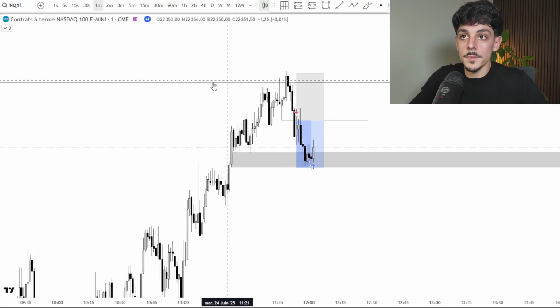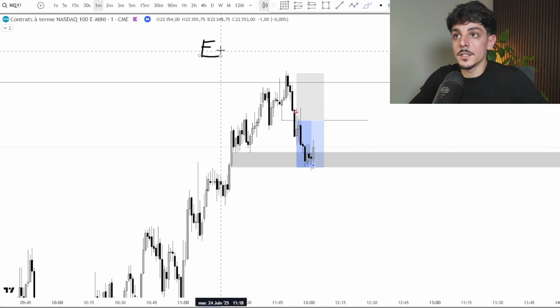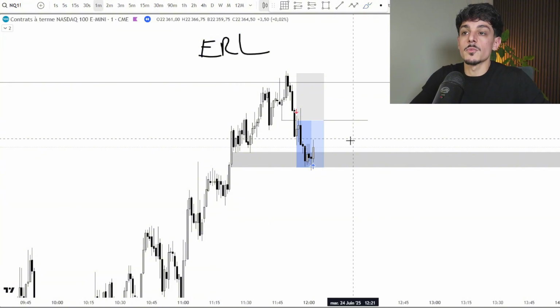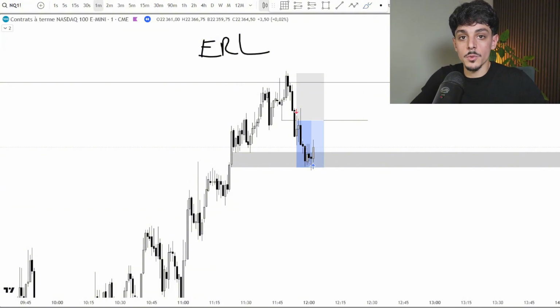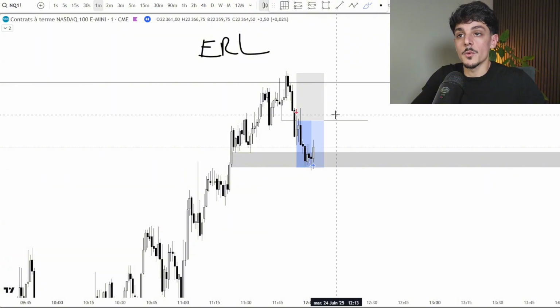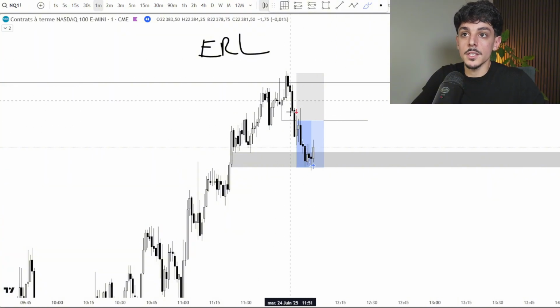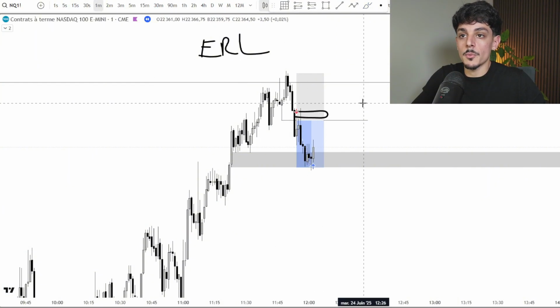So we swept the external range liquidity right here, and I know that price is most likely going to go back towards internal range liquidity, which is a 15-minute bullish fair value gap. Now you need to look for one of your 4 entry models, and right here we had the breaker block opportunity plus the 1 minute fair value gap right here, targeting this 15-minute drawn liquidity.